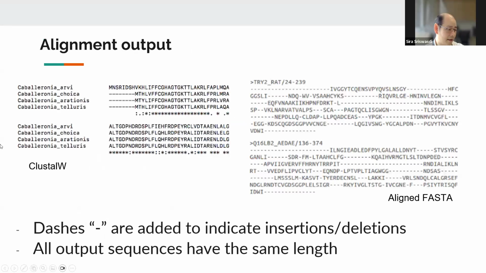Okay. And if you're curious, this is what the output for the alignment looks like. We will have not just the amino acids or nucleotides, but we start to have dashes. Dashes here indicate the insertion or deletion. And we will see this in some assignments where you need to do the alignment.